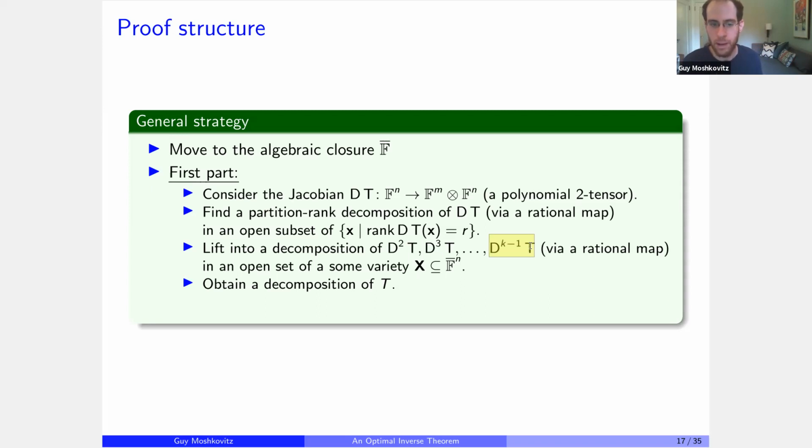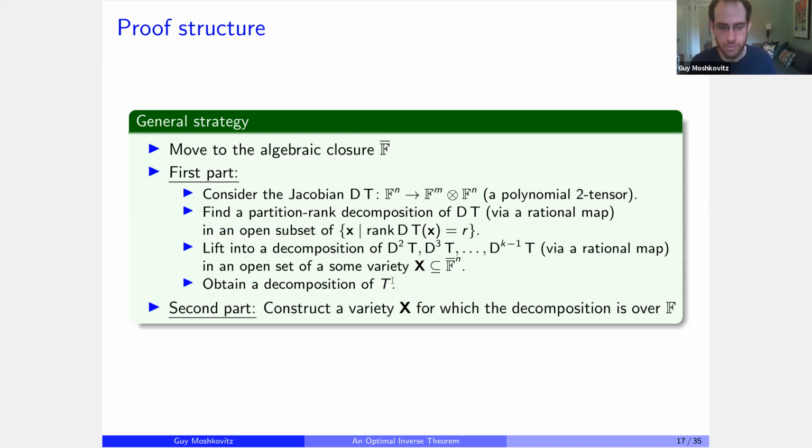That gives us an upper bound of the partition rank, right? We find the partition rank decomposition. The issue here is that all of this happens over some variety. And so the partition rank decomposition that we obtain can very much happen to be over the algebraic closure. Okay, so we will end up with a partition rank decomposition of T, but every summand can be tensors not over the base field, but over an extension field, which is not at all what we need. Okay, so that's not the end of the story.